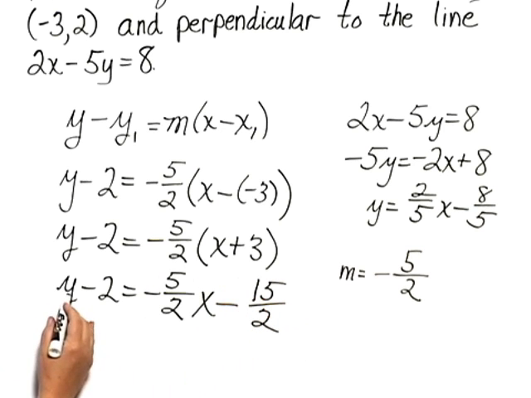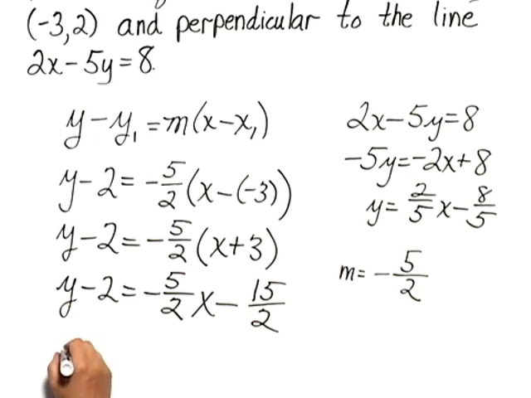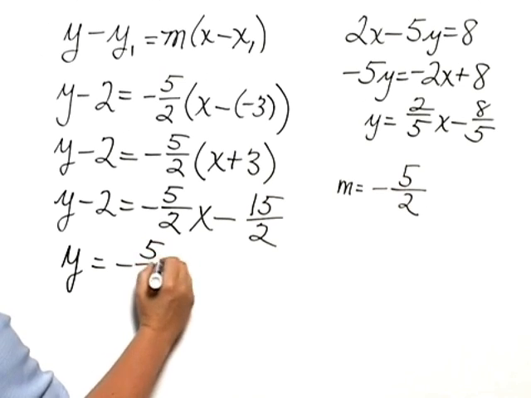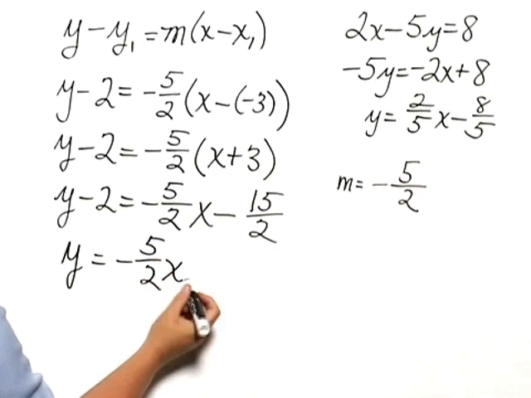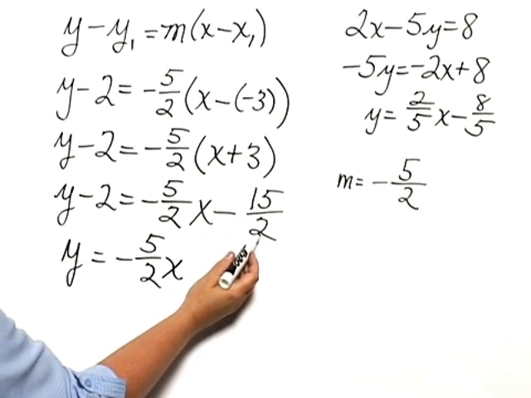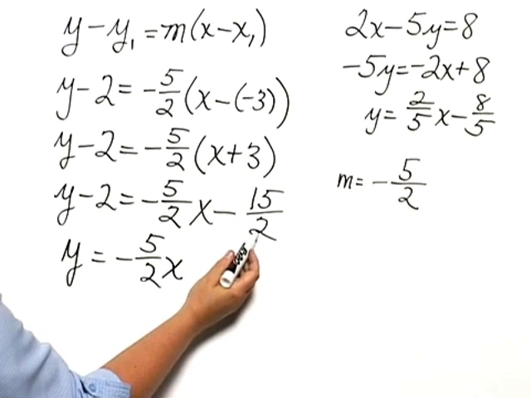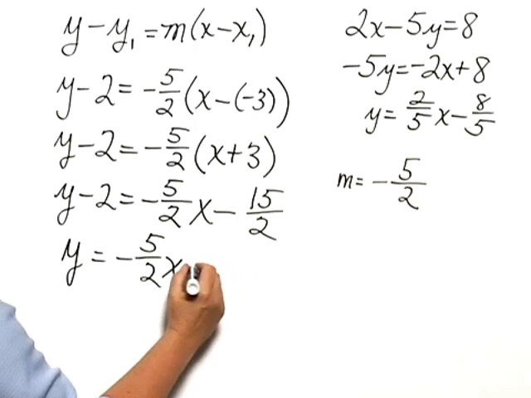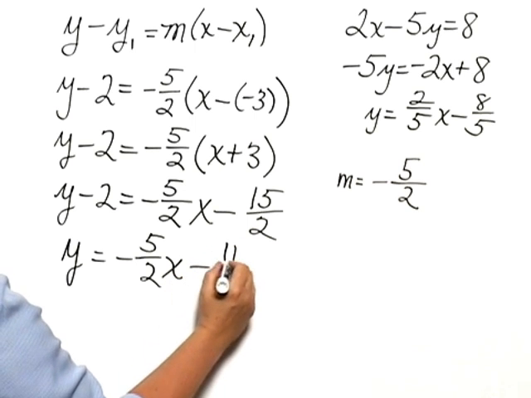Finally, to solve for y, we'll add 2 to both sides. That gives us y = -5/2 x. Now I have -15/2 and I want to add 2. I'll think of adding 2 as 4/2 so that I can combine these. -15/2 plus 4/2 will give me -11/2.